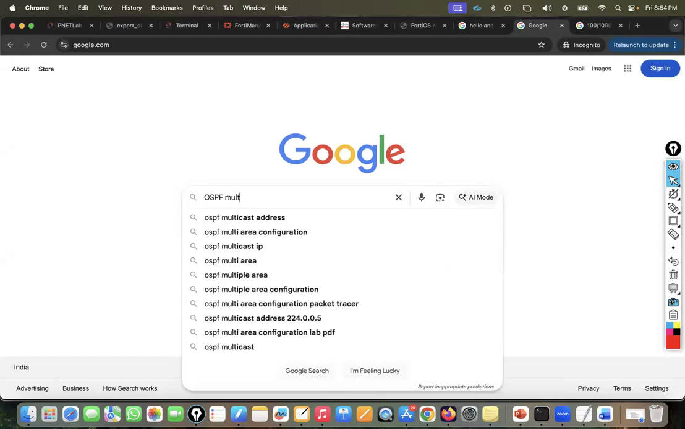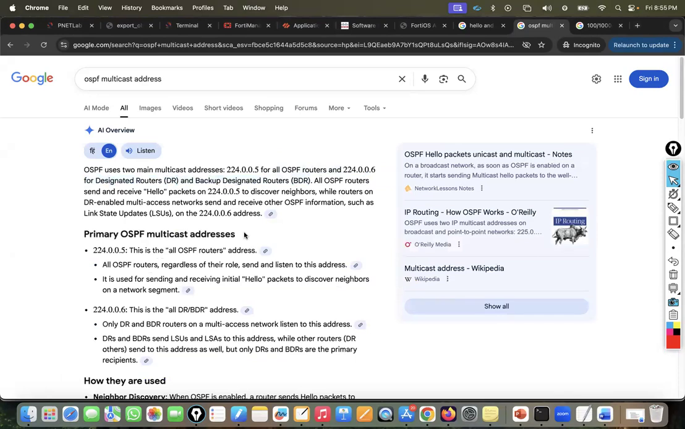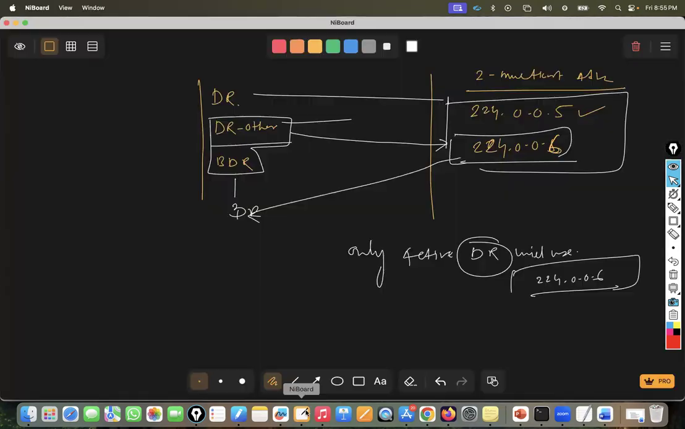So you can see the OSPF multicast addresses. See, this 6 is for the designated router and backup designated router. But this is partially true, okay? The backup designated router is going to use it, right? But technically, if you test in the lab, that's why I wrote here that DR BDR is going to use it. The first statement was this because of this statement.